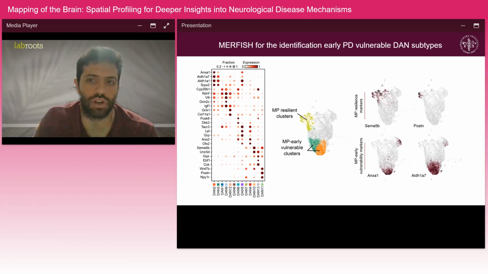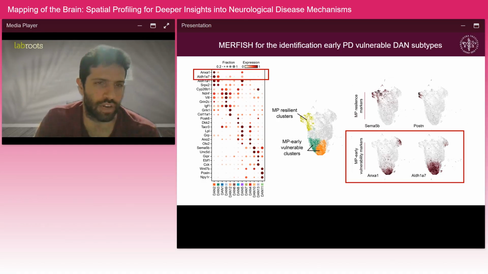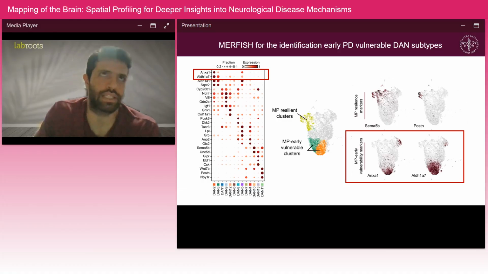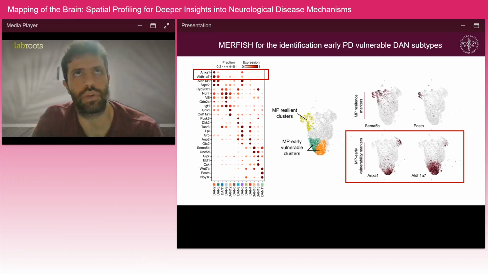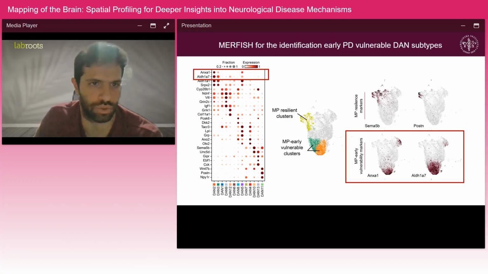And as you can see here, there are some markers that are very nicely located in this cluster that are resilient or vulnerable. We have SEMA5B and POSTN that are resilient, and ANXA1 and ALDH1A7 that are located towards the vulnerable territory. But the two markers that define the DAN2 cluster best are ANXA1 and ALDH1A7. ALDH1A7 is a gene that is unique to mouse, so it doesn't exist in humans. For this reason, we decided to study ANXA1.